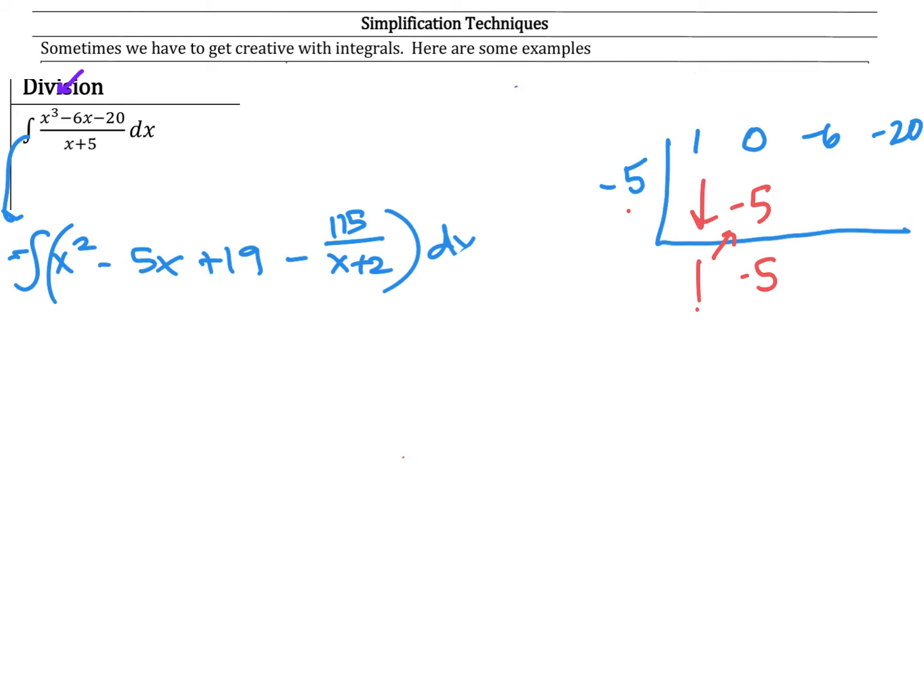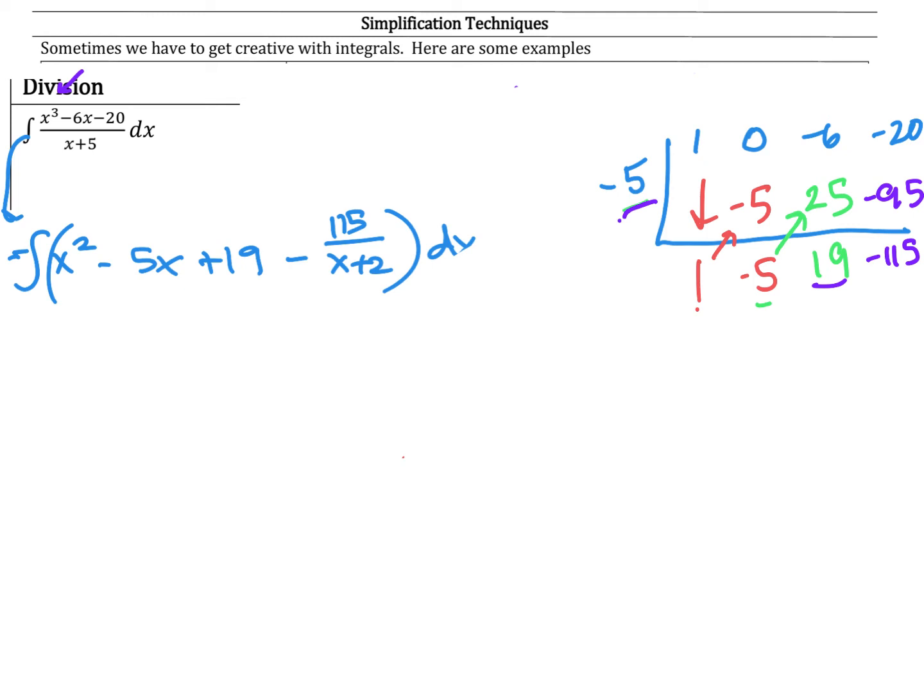Now I'm going to multiply -5 and -5 to get 25 and add these two things together. That's going to give me 19. Now I'm going to multiply -5 and 19. That sounds familiar. Seems like we did something really similar with long division. That's going to give me 95, and that's going to give me -95 since that 5 is negative. That's going to give me -115.